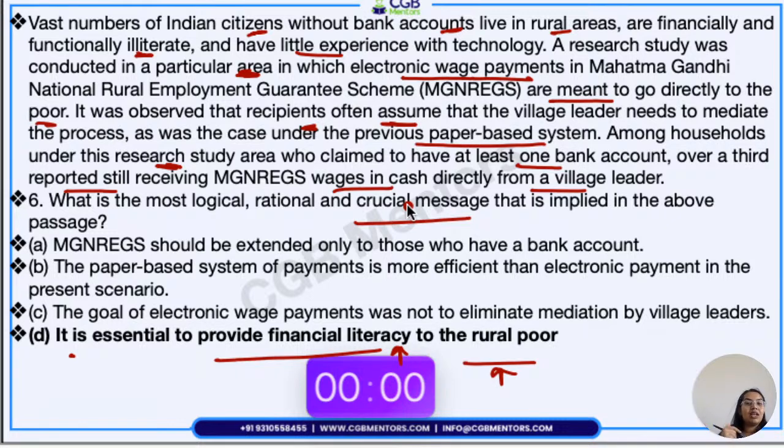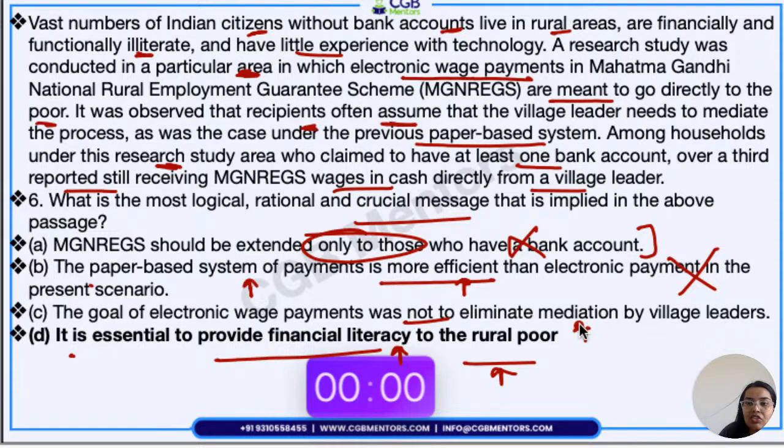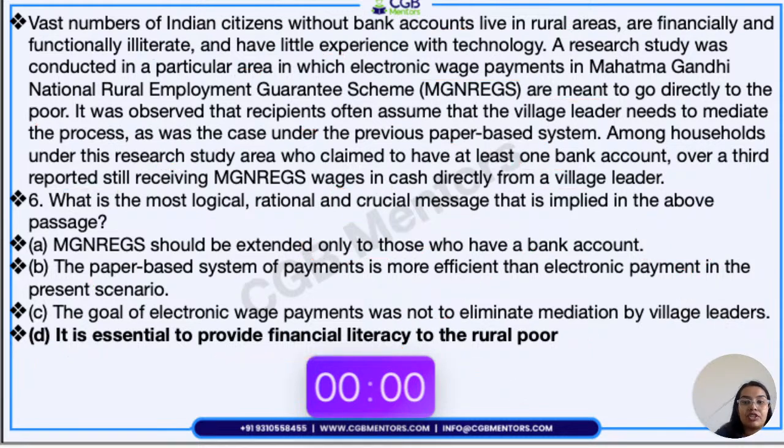अब हम ए, बी और सी को एलिमिनेट करते हैं. MNREGA should be extended only to those who have a bank account. ये तो बहुत ही स्पेसिफिक हो गया. Only to those, ऐसा तो कहीं नहीं है. A third, in the worst case, if they don't have an account, village leader is there, so gone. Paper based systems is more efficient. Author is saying the opposite of it, तो ये भी गया. The goal of electronic wage payments was not to eliminate mediation by village leader. It is to eliminate. It is to give them direct benefit. So C भी opposite of what is written in the passage है.